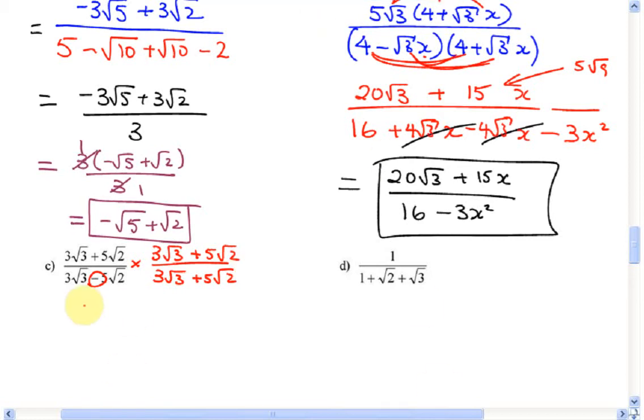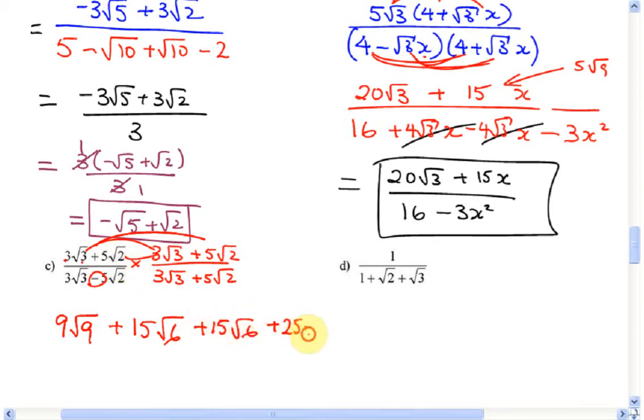I will quickly distribute this. The top, oh my goodness, lots of 3 here. 3 times 3 is 9. Root 3 times root 3, I guess you can say is root 9 if you wanted to. Then I'll say 3 times 5 is 15. 3 and 2, of course, is a 6. Then I have this one, another 15 root 6. And then the last terms, 5 times 5 is 25 with a root 4.